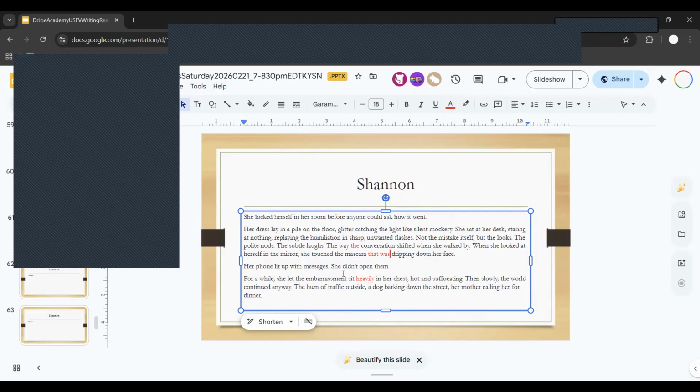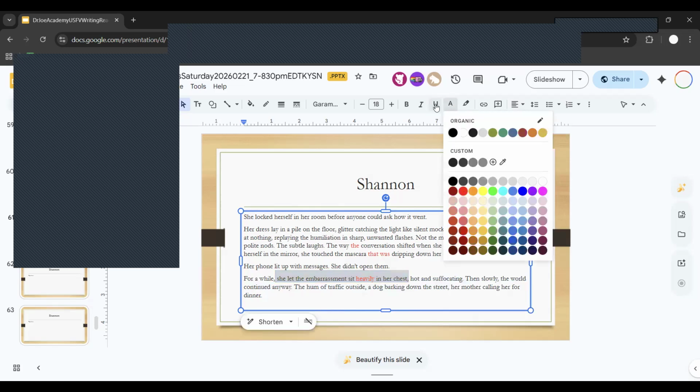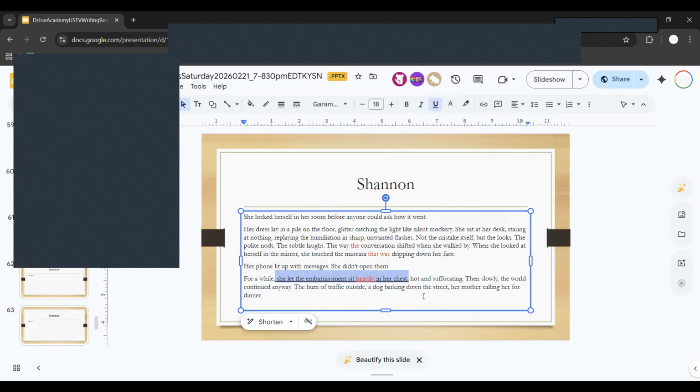For example, this sentence over here, "she let the embarrassment sit heavily in her chest." I'm just gonna underline this, and then right beside, I'm gonna write why I underlined it. The main reason is because this sentence is very close to naming the emotions directly. The earlier details about looks, nods, and subtle laughs are stronger because they imply humiliation without naming it.